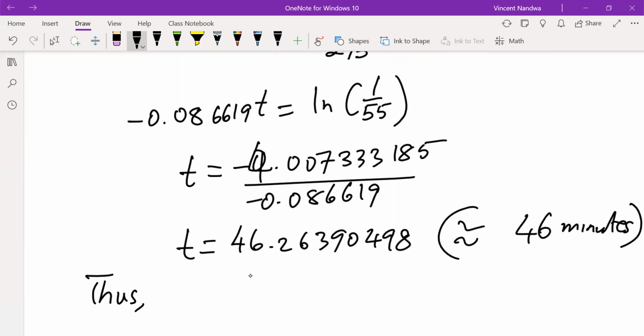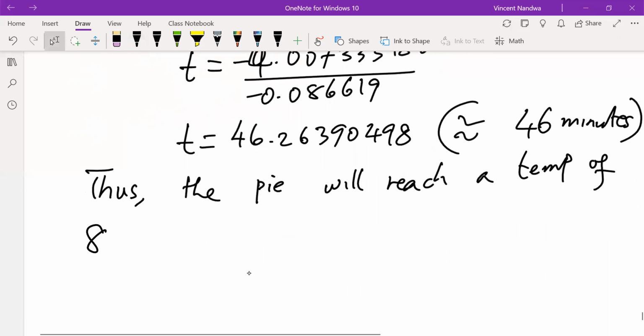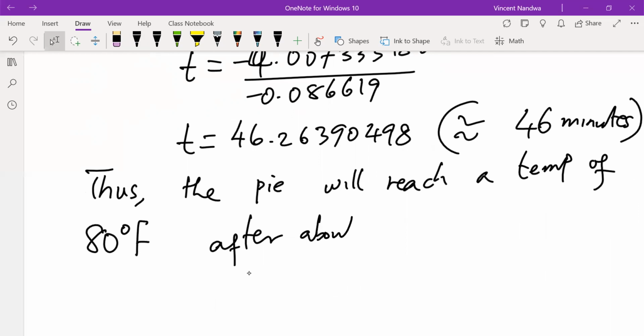So thus the pie will reach a temperature of 80 degrees Fahrenheit after about 46 minutes. That's how we solve that question. Thank you.